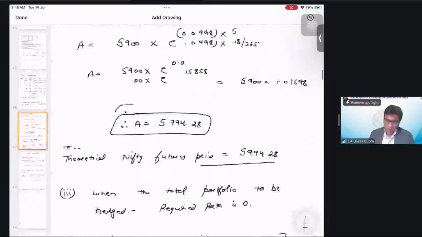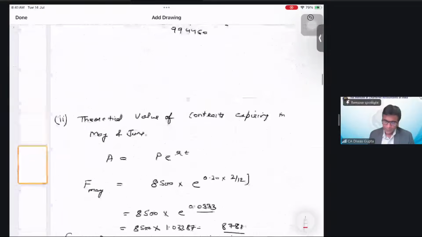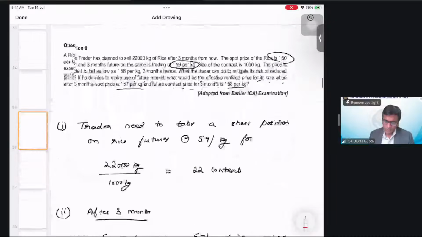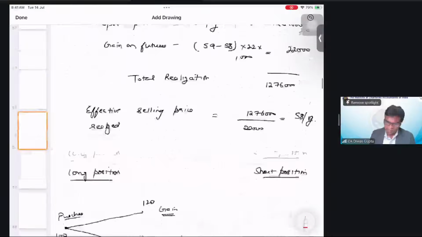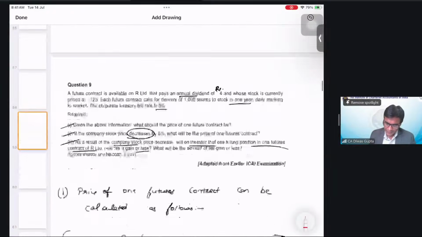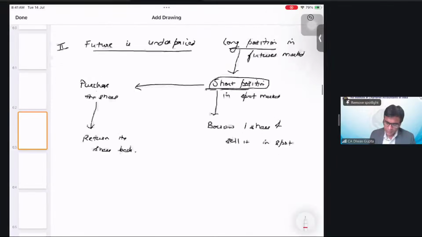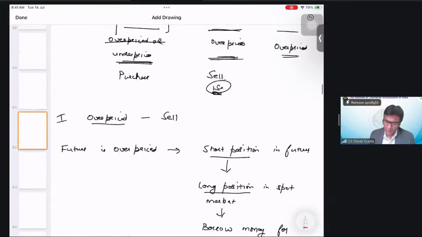So this is okay. Question number 6 we would have discussed. Now if you see here, we have applied the value of the portfolio multiplied by beta, divided by the value of the futures contract, to arrive at the number of Nifty contracts to be sold here. Okay. Then, yes, this is also important.